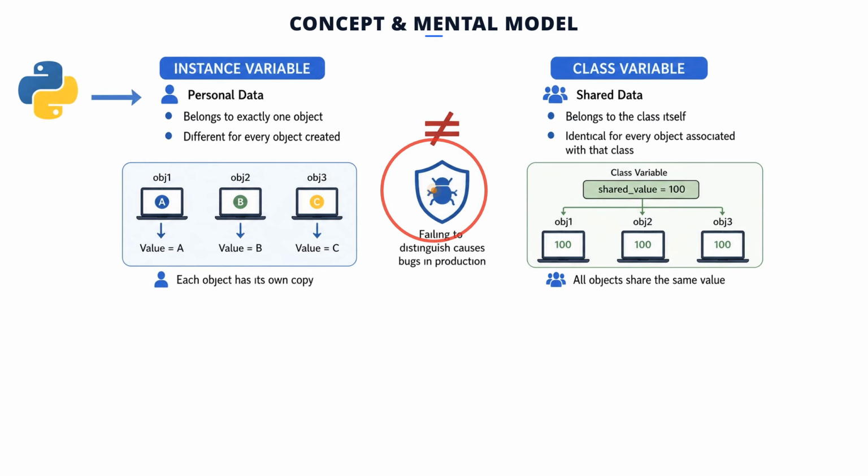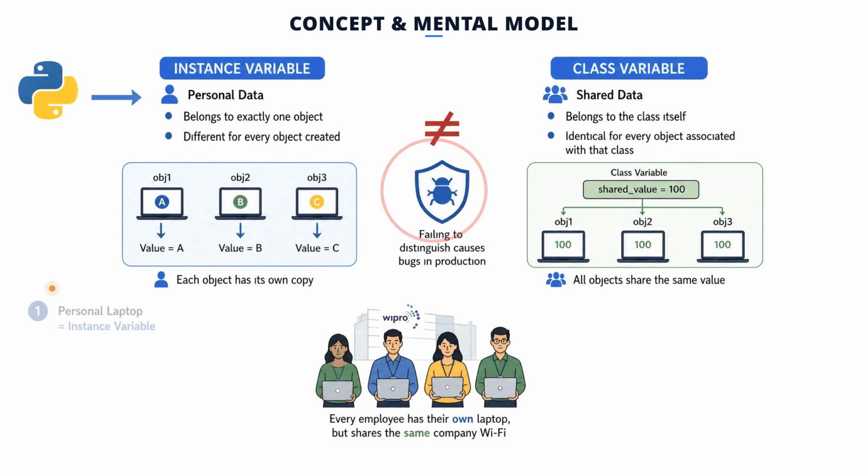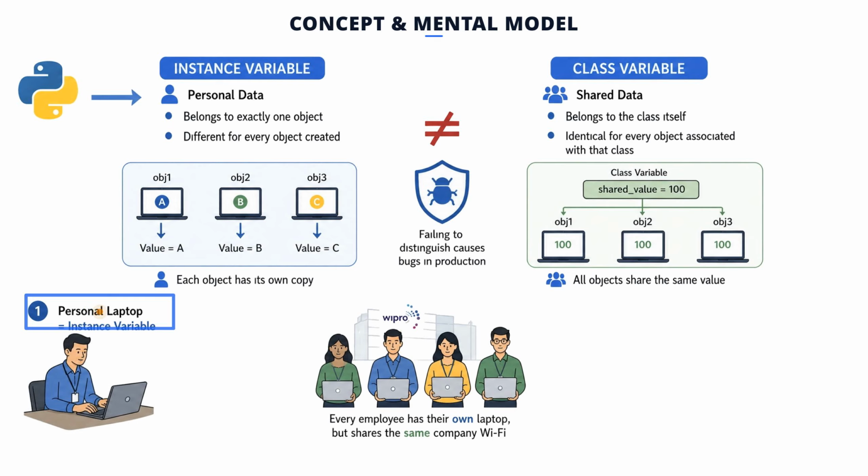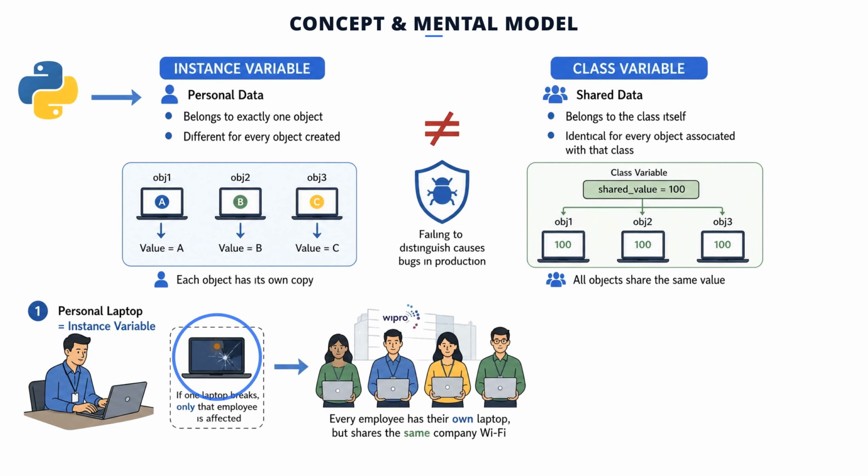To understand this physically, consider the environment of a large company. Every employee is issued their own personal laptop. This laptop is our instance variable. It belongs to that specific employee only. If the screen breaks on one laptop, no one else's laptop is affected because they all have their own separate hardware.